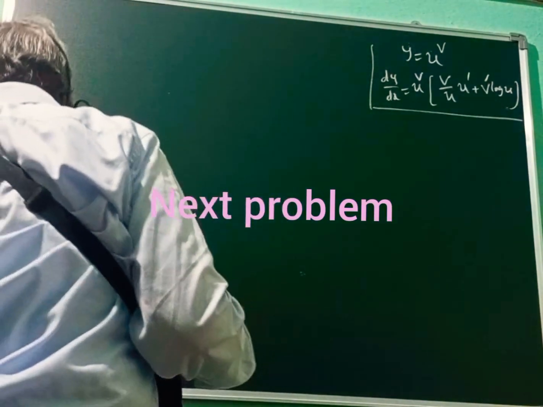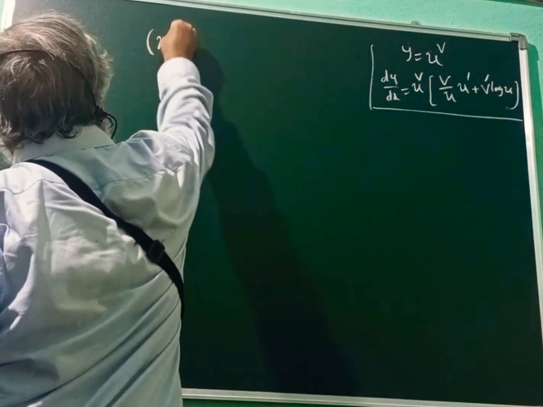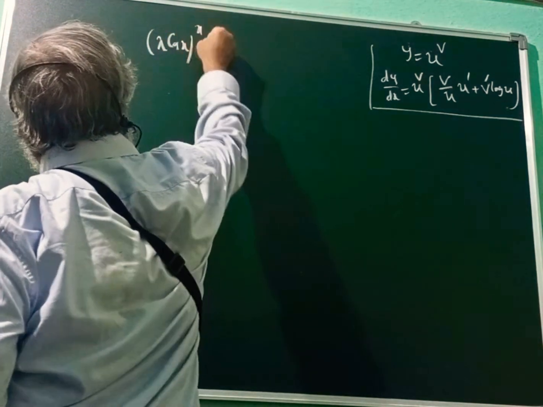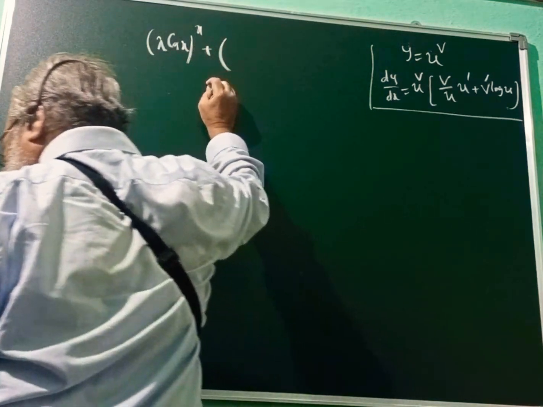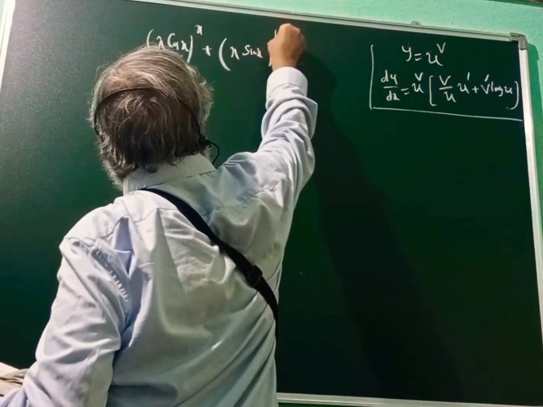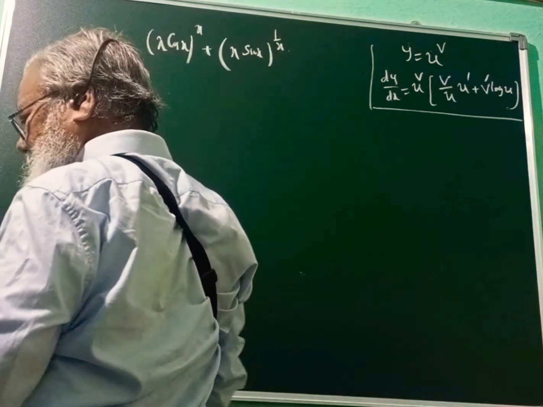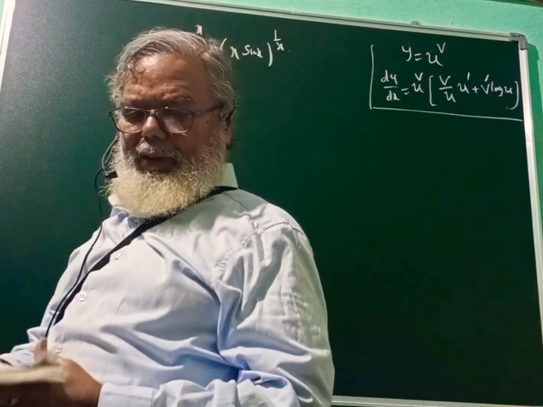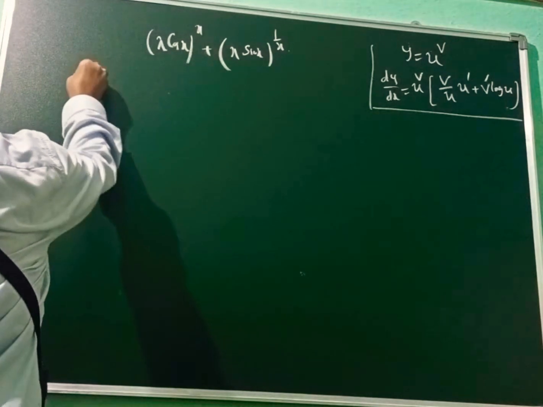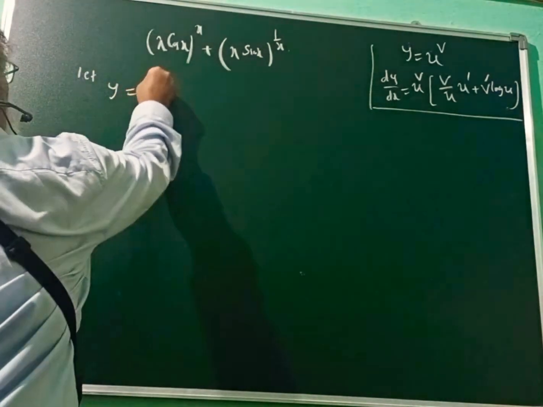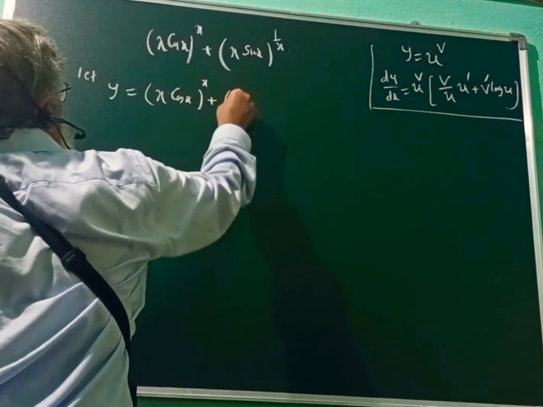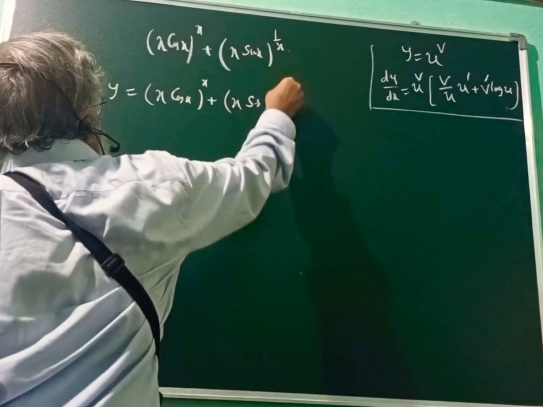Problem. Differentiate x cos x raised to x plus x sin x raised to 1 by x with respect to x. Now suppose, let y is equal to x cos x raised to x plus x sin x raised to 1 by x.